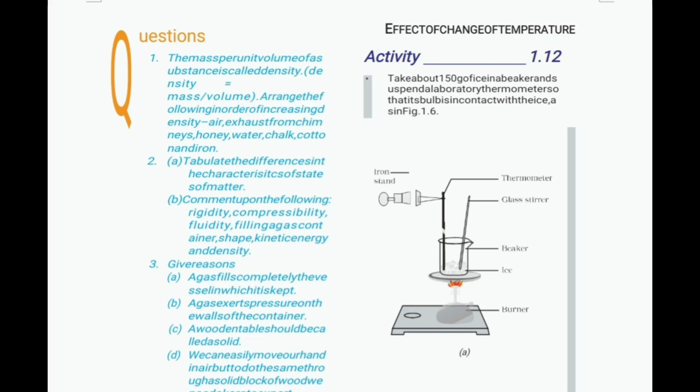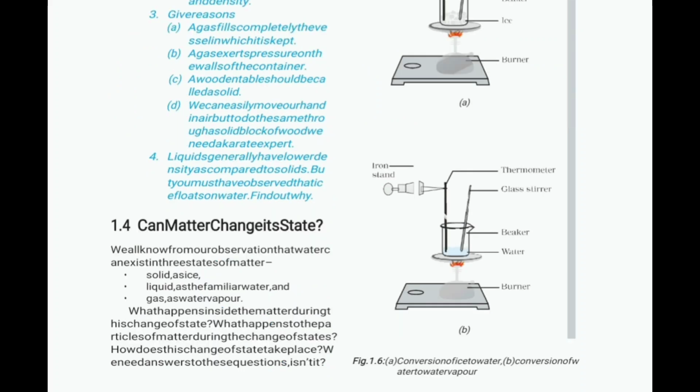B. A gas exerts pressure on the walls of the container. C. A wooden table should be called a solid. D. We can easily move our hand in air, but to do the same through a solid block of wood we need a karate expert.